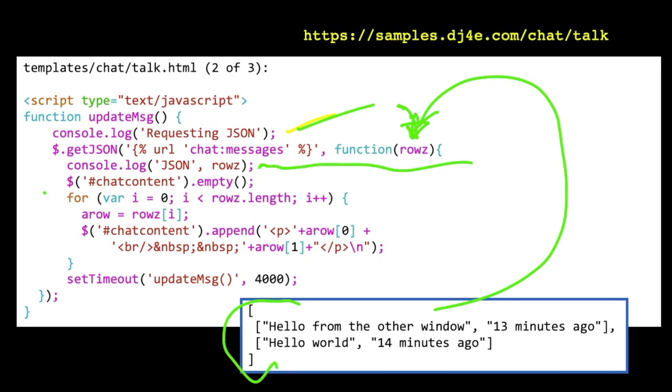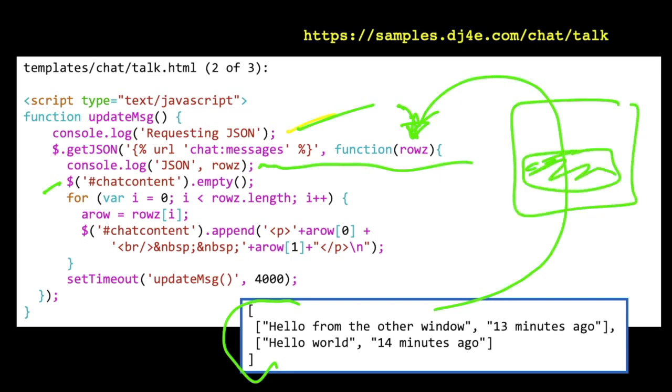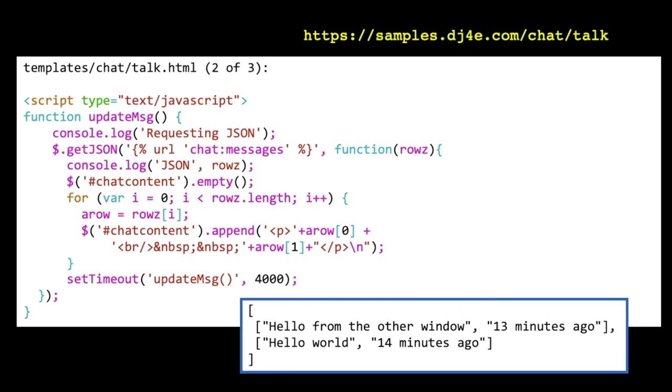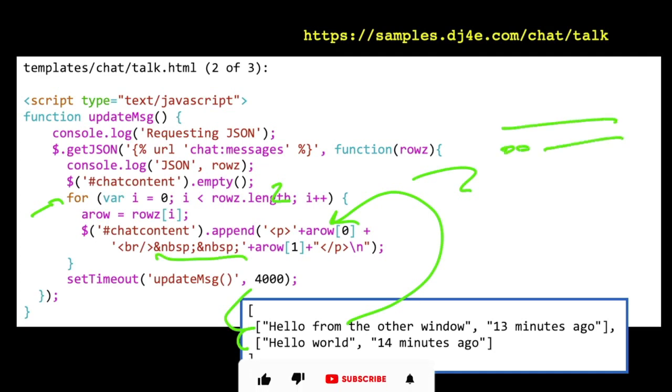Then what I'm going to do is chat content empty, and remember the chat content is that little part right there that we're going to wipe out. That's just a jQuery call to wipe it out. And then we're going to loop through the rows. For var, we're going to loop, there's two rows here. Rows.length is 2, and then we're going to grab it, and we're going to append a paragraph tag in the first part of the row, plus a break tag and 2 non-blank spaces. That's so that it indents 2 spaces. That's the time underneath the text.